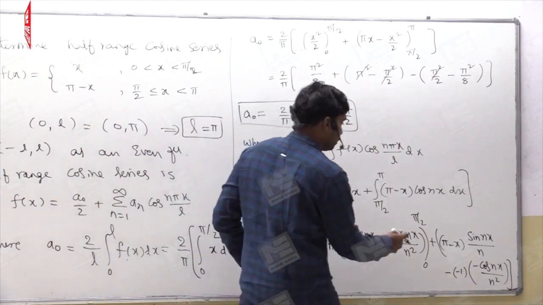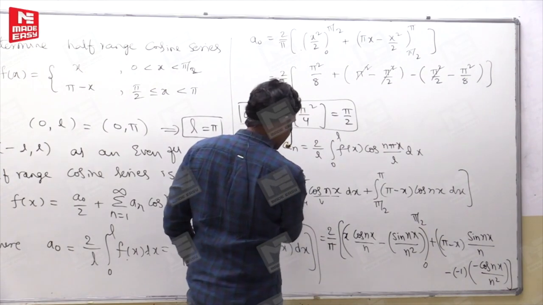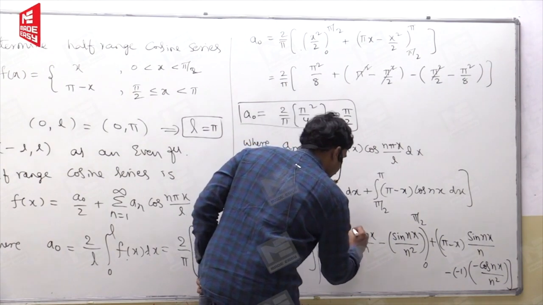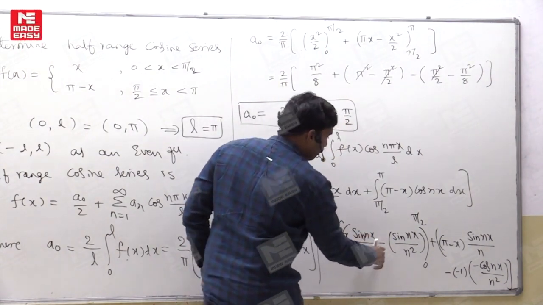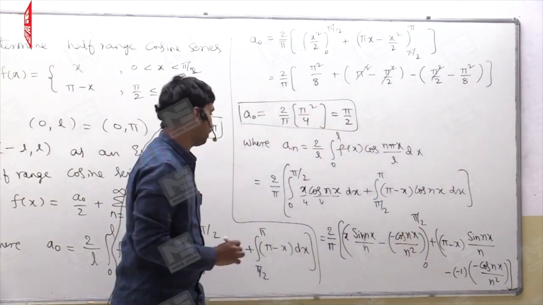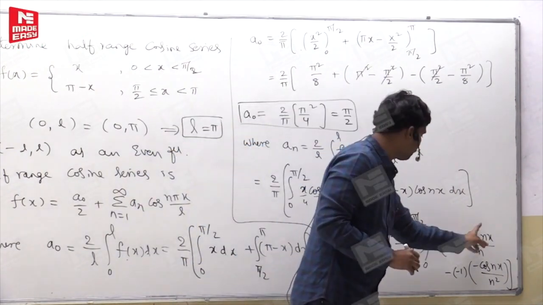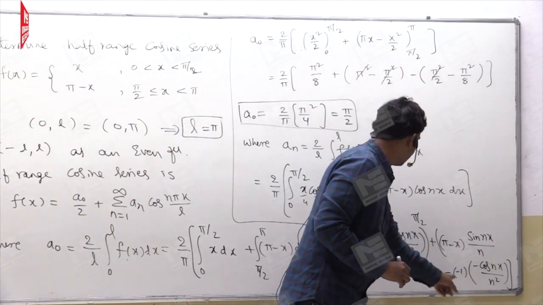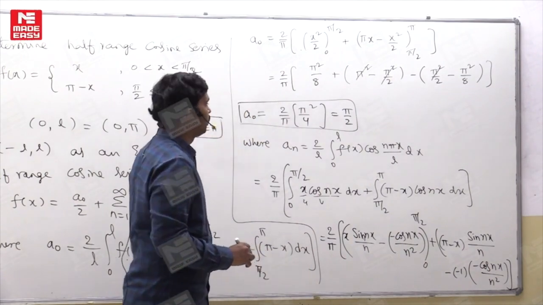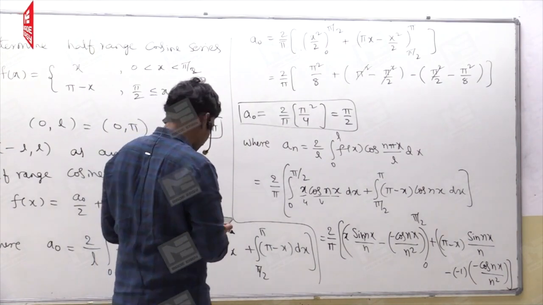Sorry, this is x, as the integration of cos nx is sine nx. Sine nx by n minus, this will be written as minus cos nx by n square here. And this is the pi minus x sine nx by n, and then this differentiation is minus 1 and minus cos nx by n square here. So we are getting the answer for this if you substitute all the upper limit and lower limit.